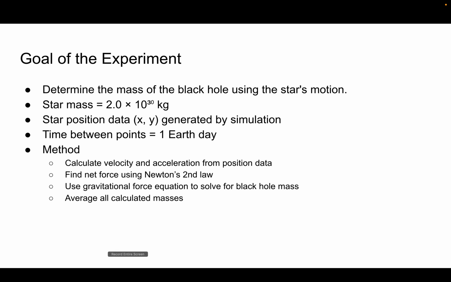Using this position data, I calculated the velocity and acceleration of the star as it moved through its orbit. From the acceleration, I calculated the net force acting on the star using Newton's second law. Because the only force acting on the star was assumed to be gravity from the black hole, I could then use the gravitational force equation to solve for the unknown mass of the black hole.